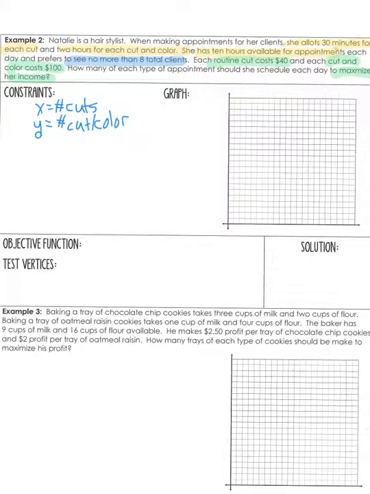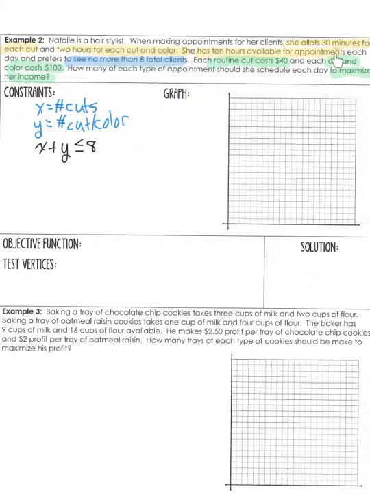All right, so based upon our constraints, let's go with the easy one first. The easy one is that she can have no more than 8 total clients. So X plus Y has to be less than or equal to 8. Then the problem with the time is she has 30 minutes for a cut and 2 hours for cut and color, and she's got 10 hours total. Well, you've got 30 minutes and hours, so you have to have everything in minutes or everything in hours. Let's convert everything to minutes. If you convert it to hours, you're going to get the same answer when we go to graph it anyway.